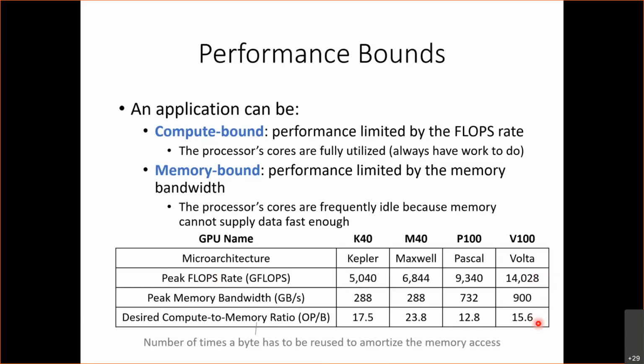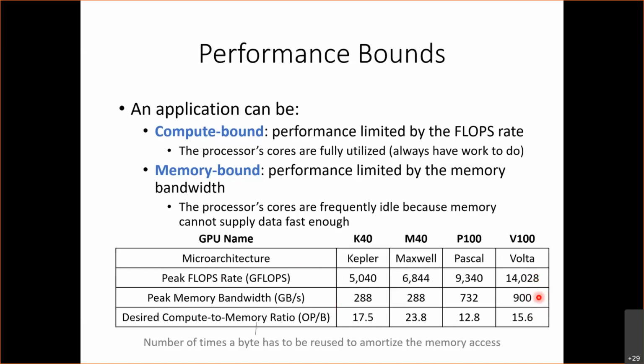Now, of course, this is a very high number. There aren't many applications that do 60 operations for every value that they load. What we're going to be looking at today is what is the typical number of operations per byte that applications do, and what we can do to bridge this disparity between the flops rate and the peak memory bandwidth.